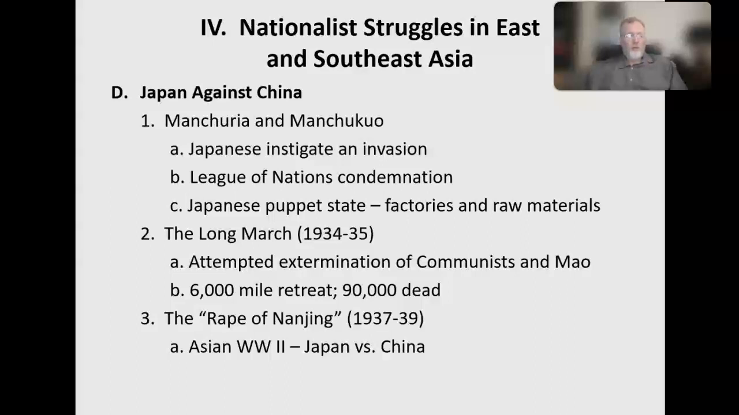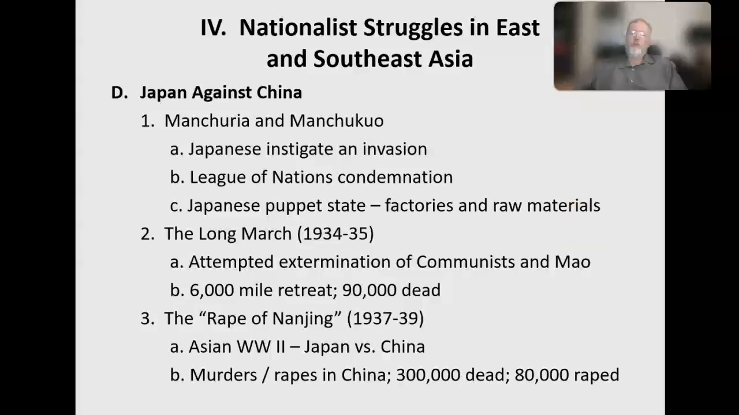Japanese soldiers murdered and raped populations of thousands. Anywhere from 200 to 300 thousand Chinese were murdered, while anywhere up to 80,000 women were purposely raped by Japanese soldiers. Why? To inseminate them with the superior Japanese blood.